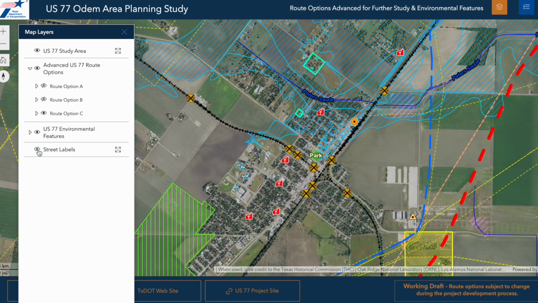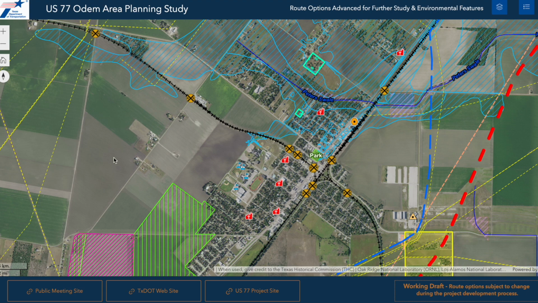Thank you for your interest in the US 77 Odem Area Planning Study. Please take your time and explore the advanced route options within the map. To go back to the study page, please click the link at the bottom of this page.